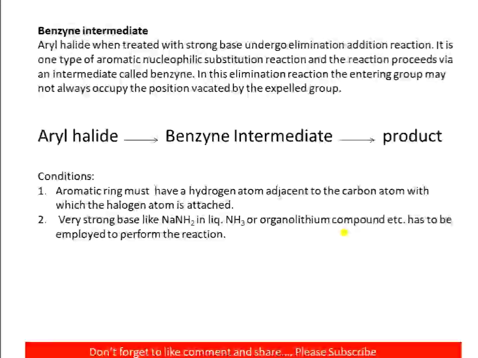In this video, we will learn the reactions that proceed by forming a benzyne intermediate. In this reaction, we need aryl halide as the initial compound, and aryl halide is a type of aromatic halogen compound. So aryl halide, when treated with a strong base, undergoes an elimination addition reaction.